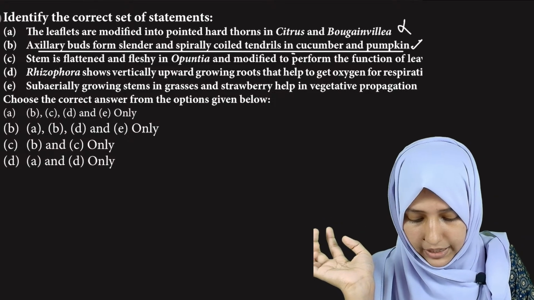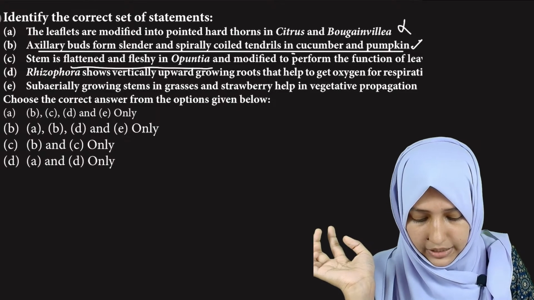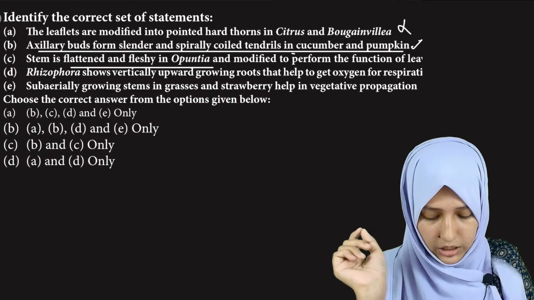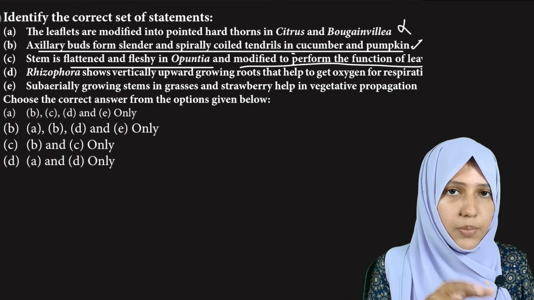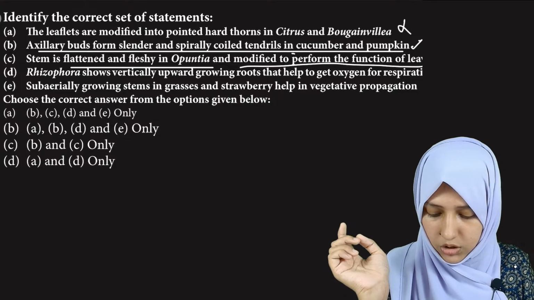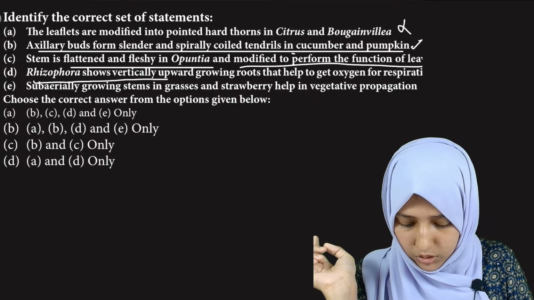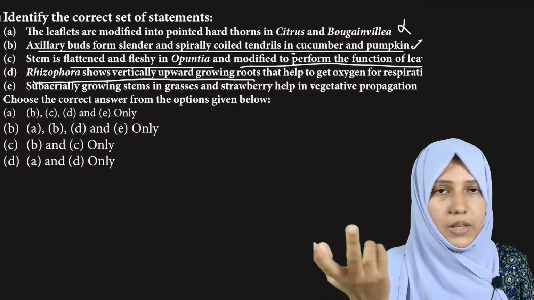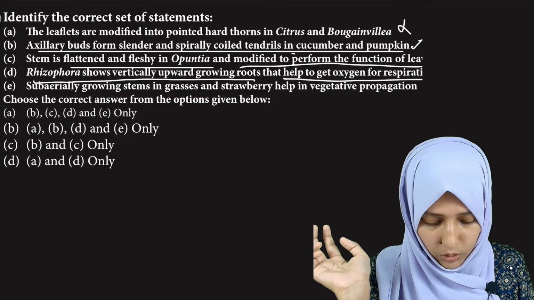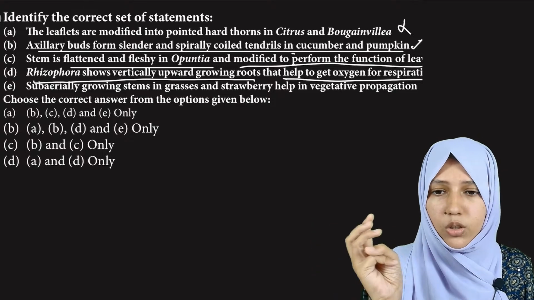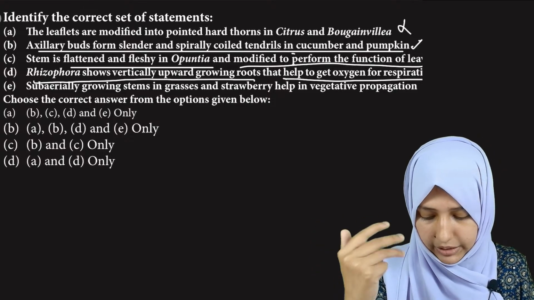Then stem is flattened and fleshy in Opuntia. Right? It will be flattened and fleshy in Opuntia and modified to perform functions of leaves. They are modified to perform the photosynthesis function. So C is also right. Rhizophora shows vertically upward growing roots, as we have seen, and they are known as pneumatophores, which help to get oxygen for respiration. That is also true. So B, C, D is right.